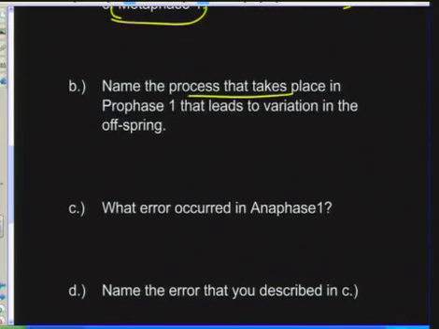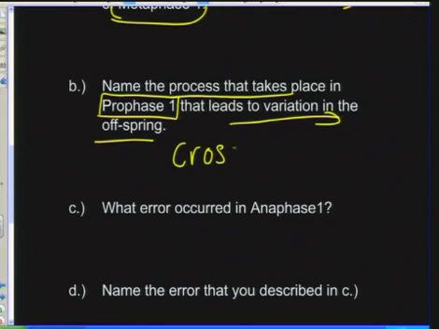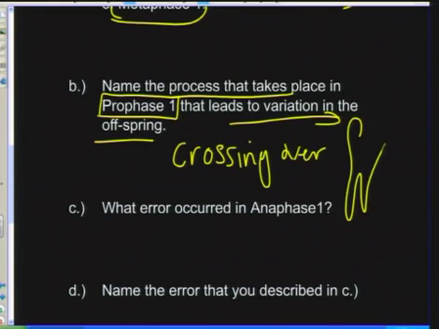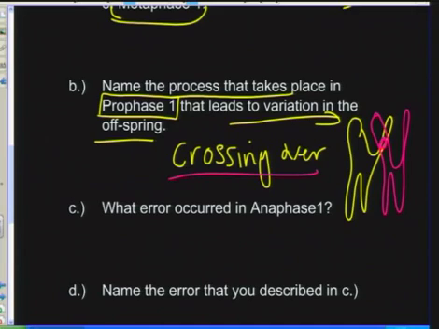Name the process that takes place in prophase 1 that leads to variation in the offspring. Guys, remember that prophase 1 is the first stage after interphase in meiosis 1. The process that results in variation is called crossing over. And that crossing over simply means, I'll show you a very quick representation. It is that process there. And an important point of crossing over is the chiasmata. So we've done two concepts. The process that results in variation is called crossing over, and the point at which it takes place is called the chiasmata.